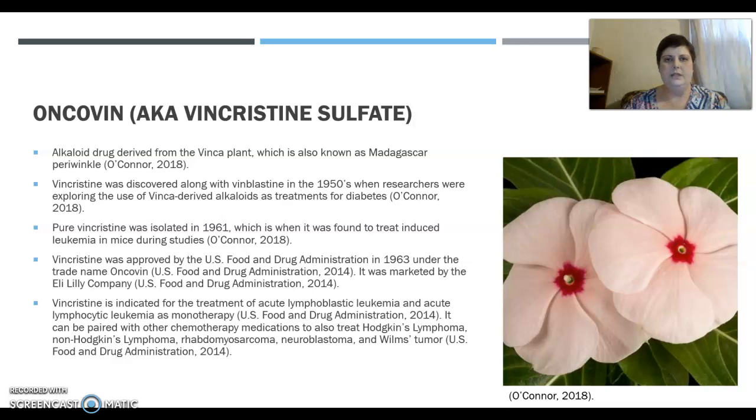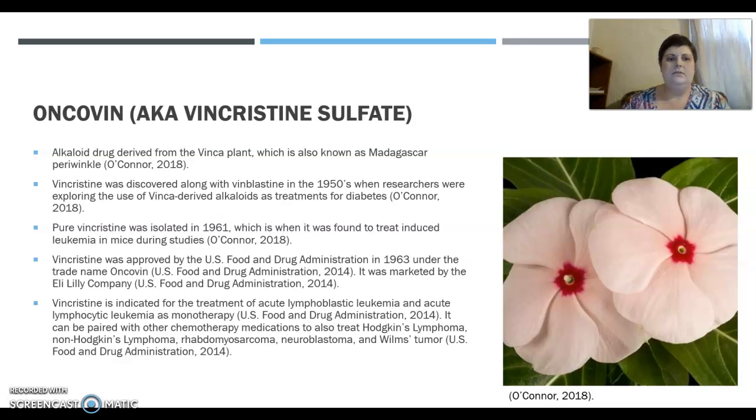Vincristine was approved for use by the U.S. Food and Drug Administration in 1963 under the trade name Oncovin. It was marketed by the Eli Lilly company, and Eli Lilly still holds many of the Oncovin patents today.